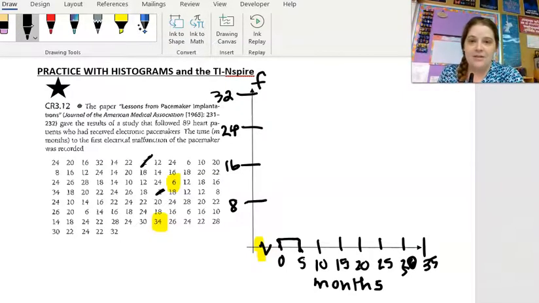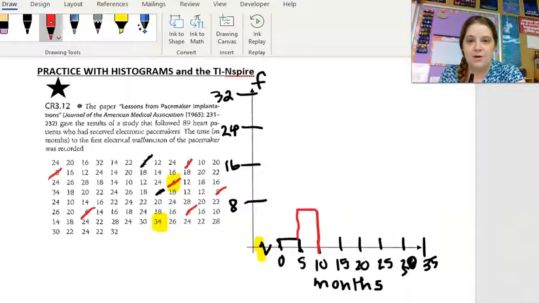And now I'm going to count and see how many numbers I have from 5 to 10. All right, 5 to 10, I've got 1. And this 10, remember, goes in that next group. So really, I'm looking at 5 to 9. I've got 1, 2, 3, 4, 5, and 6. I've got 6 of those. So this bar is going to go up to 6.